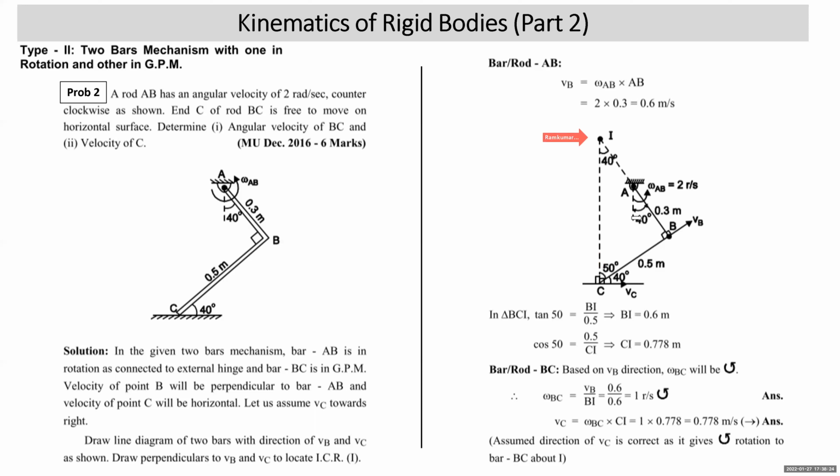Now keep your pen or pencil at I. Look at the direction of VB. You'll understand that bar BC appears to rotate in anti-clockwise direction. So omega BC will be VB upon BI. VB is 0.6, which we got from here. And BI distance, we got it 0.6. So it comes 1 radian per second anti-clockwise.